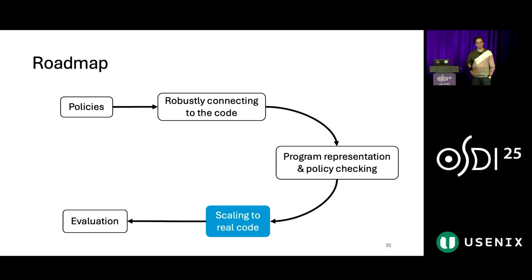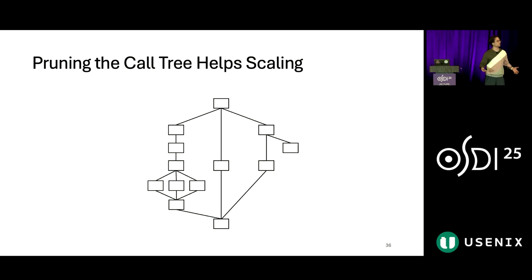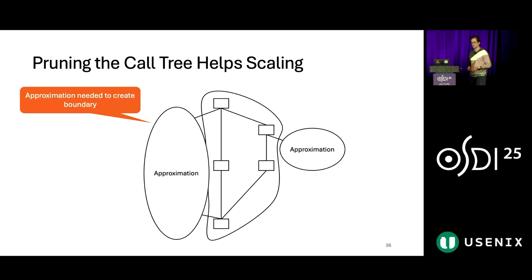One way to deal with it is by just producing smaller PDGs. So what if we don't include all the code in the PDG? Paralegal draws a boundary around the parts of the code that are relevant to the policy. And it uses a cheap approximation for the rest.